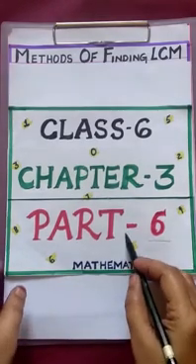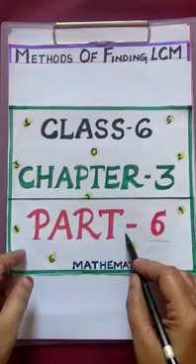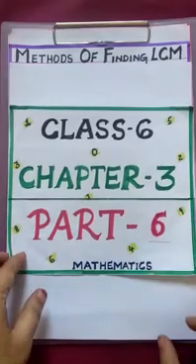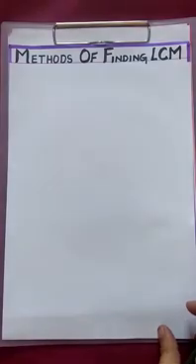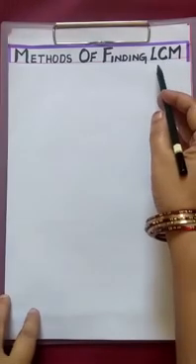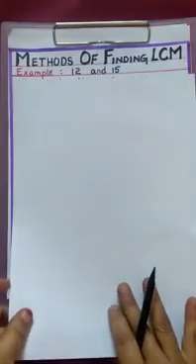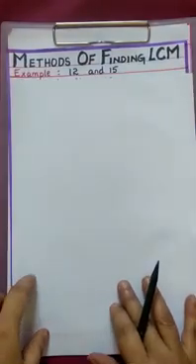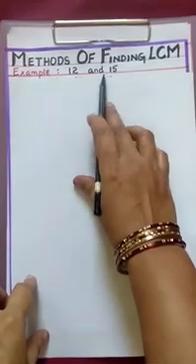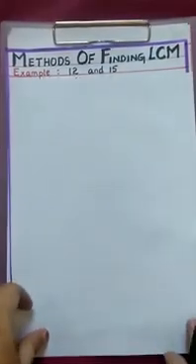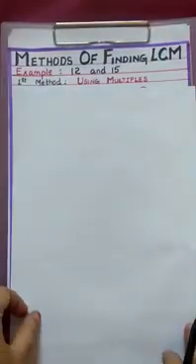In part 6, we learn about how to find LCM in three methods. As you know, LCM means least common multiple. Suppose, for example, 12 and 15. Now let us find the LCM of these two numbers in the first method, that is using multiples.